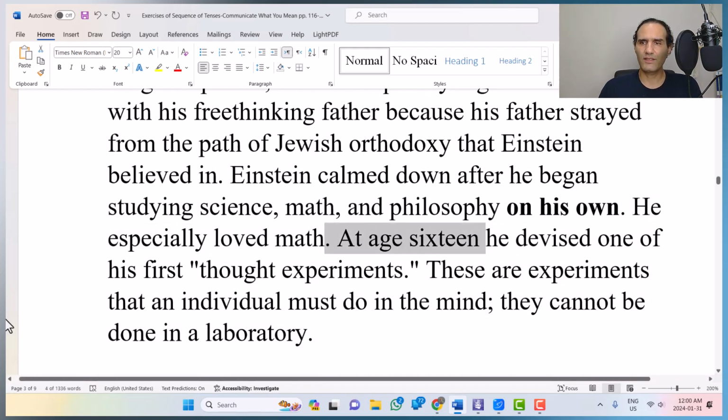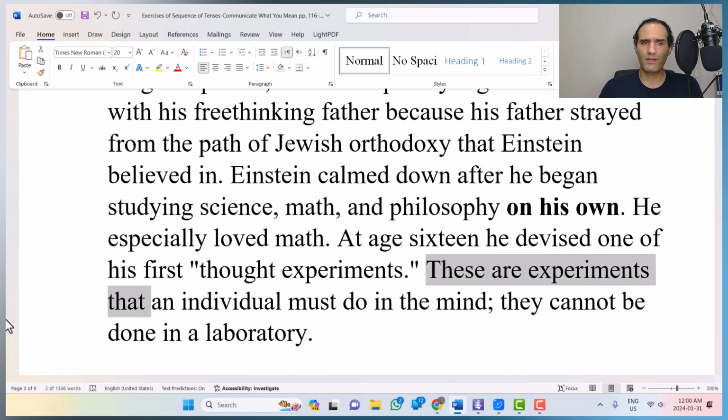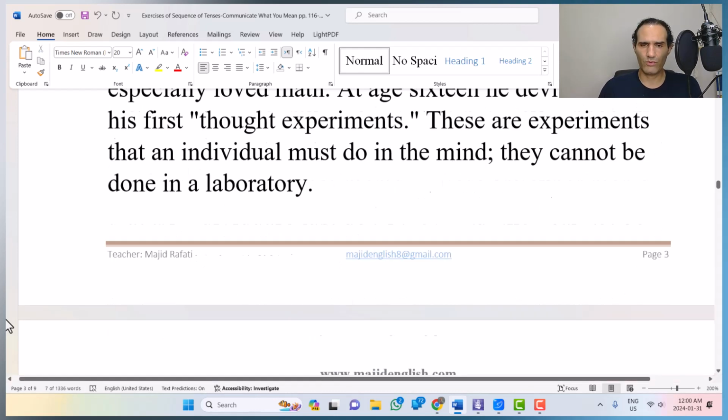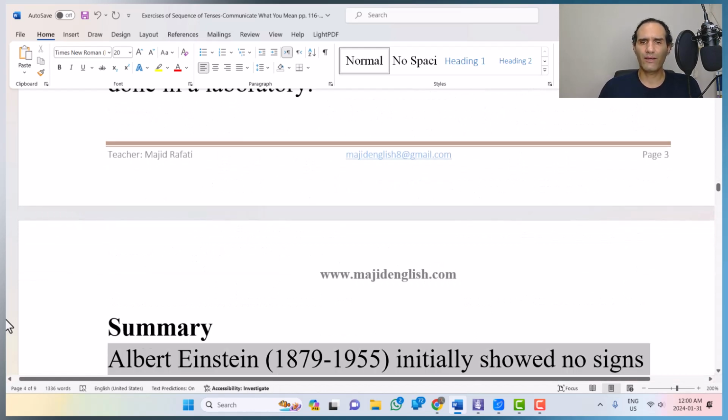At age 16, he devised one of his first thought experiments. So what is a thought experiment? It says these are experiments that an individual must do in the mind. They cannot be done in a laboratory. Okay, so this was the story of Albert Einstein's early life.